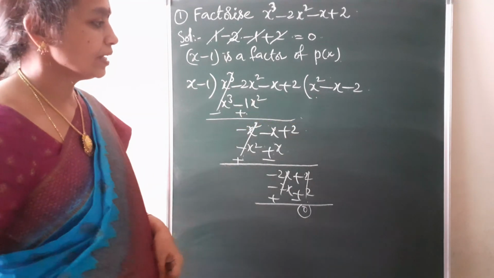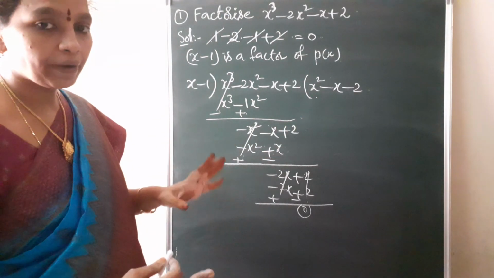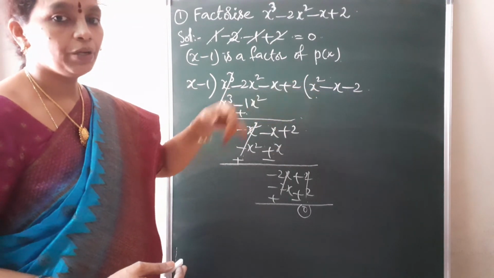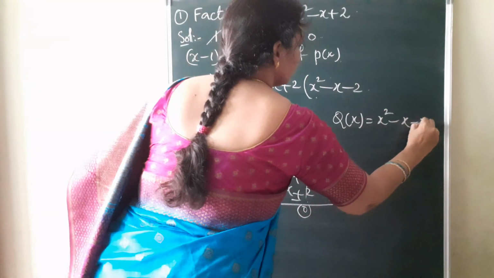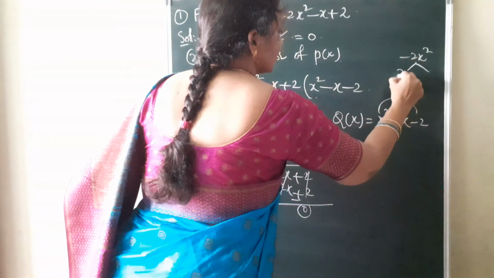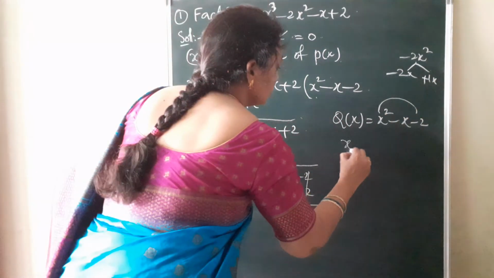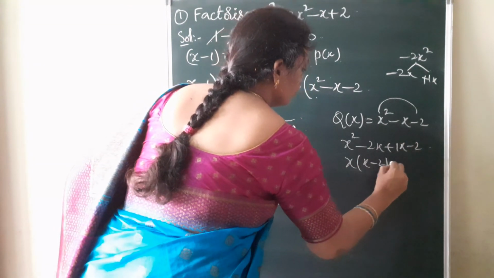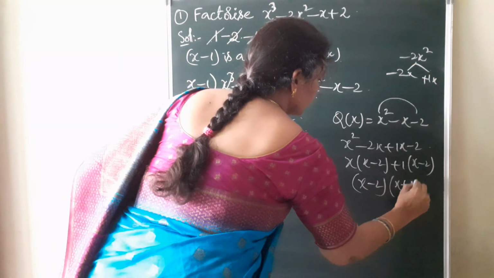Q of x is a quadratic polynomial that can be factorized by splitting the middle term. I already made a separate video on the quadratic polynomial factorization method. I will give the link below. So q of x is equal to x square minus x minus 2. The factors are minus 2 and plus 1x, which you take in place of the middle term. So that becomes x square minus 2x plus 1x minus 2. x has common x minus 2, plus 1 has common x minus 2. So x minus 2 into x plus 1 are the remaining factors.